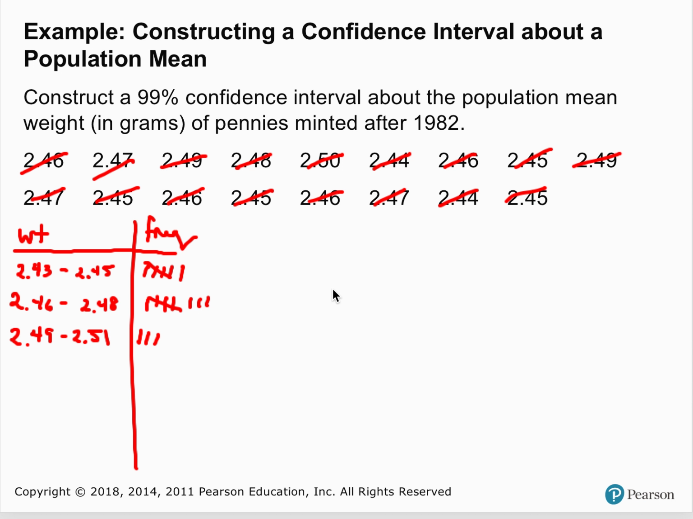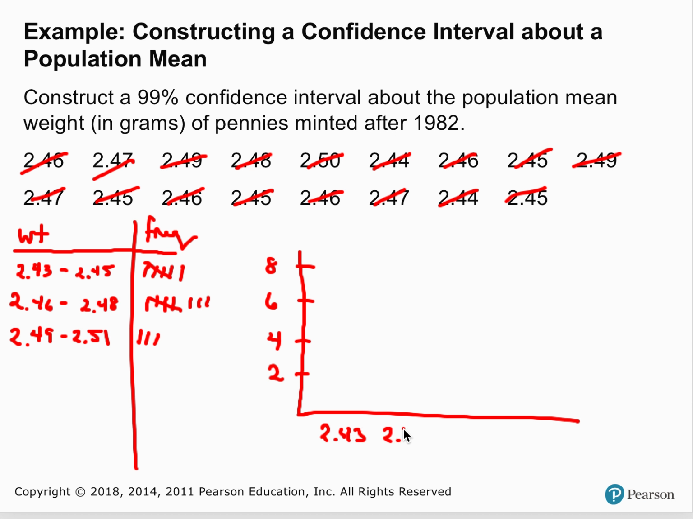All right, so if I were going to draw a histogram, my frequencies need to go up to 8. So 2, 4, 6, 8. Okay, my first box from 2.43, 2.45, 2.48, 2.51. So 43 to 45 go up to 6.